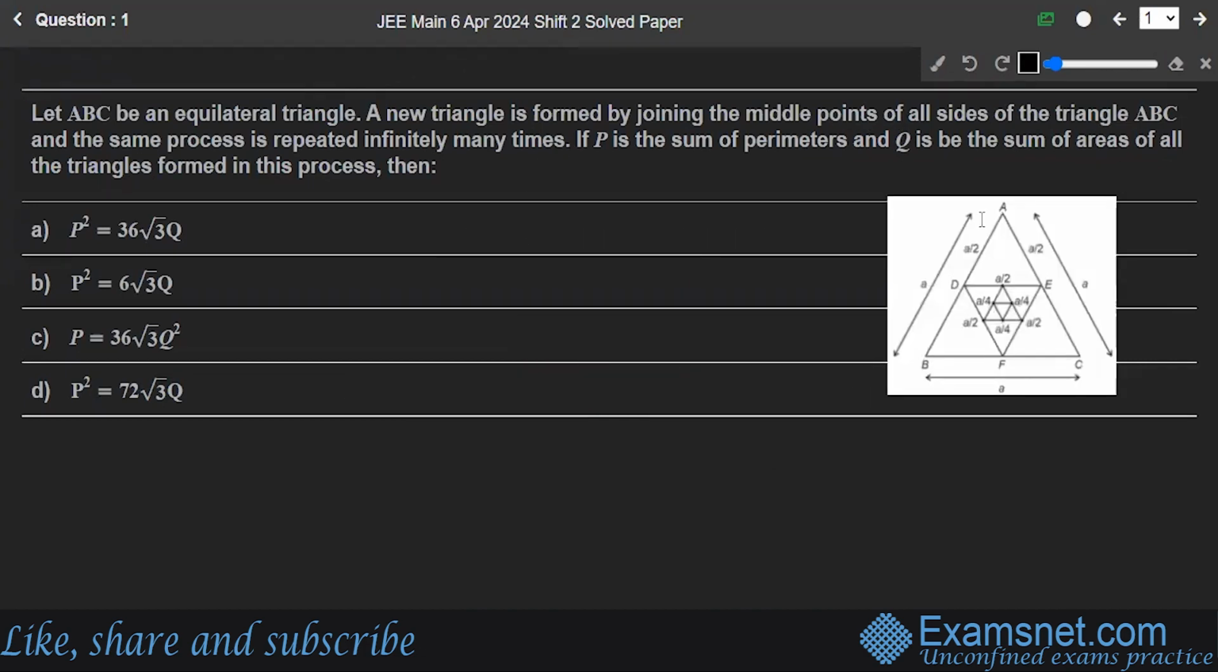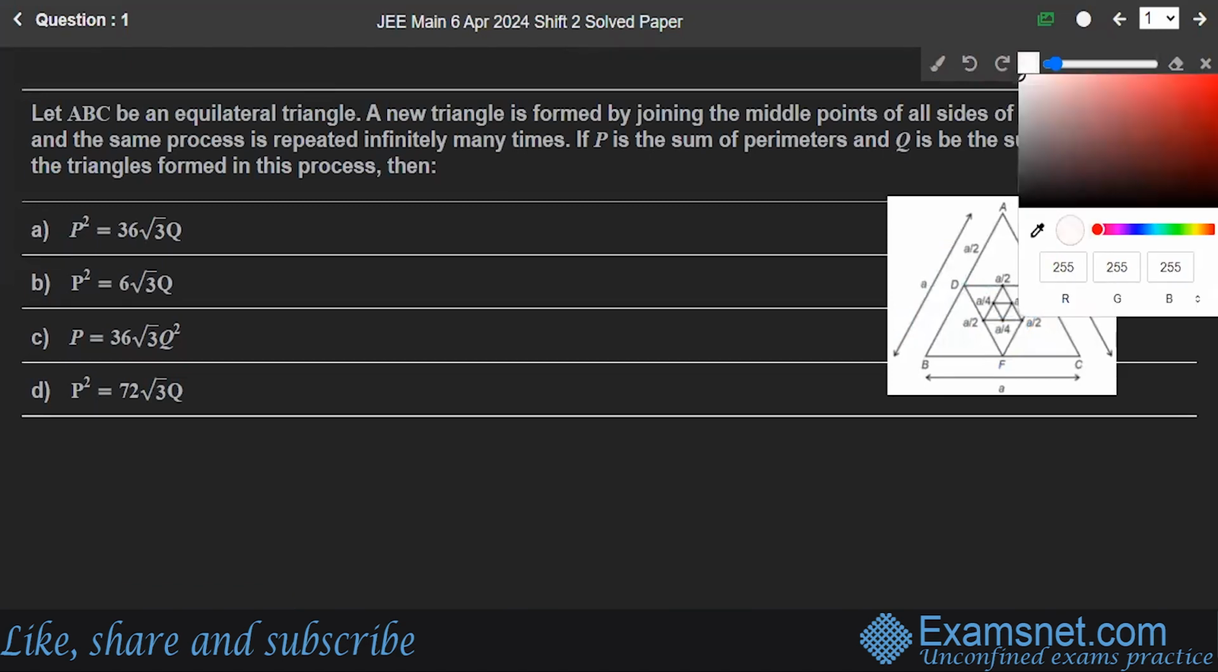So this is your required figure, the triangle ABC. This is an equilateral triangle having the side of A units. Now D, E and F are the three midpoints on the three respective sides, and thus they are forming this equilateral triangle. Again, these are the three midpoints on these three sides, and this is an equilateral triangle. Similarly, this one is again an equilateral triangle.